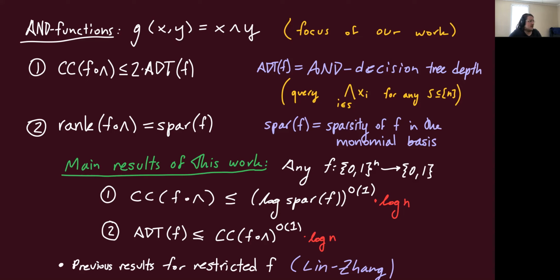Okay, and the way that we're going to prove this is this two birds with one stone idea, where we're going to design short AND decision trees for sparse Boolean functions. So let me now explain that in a bit more detail.